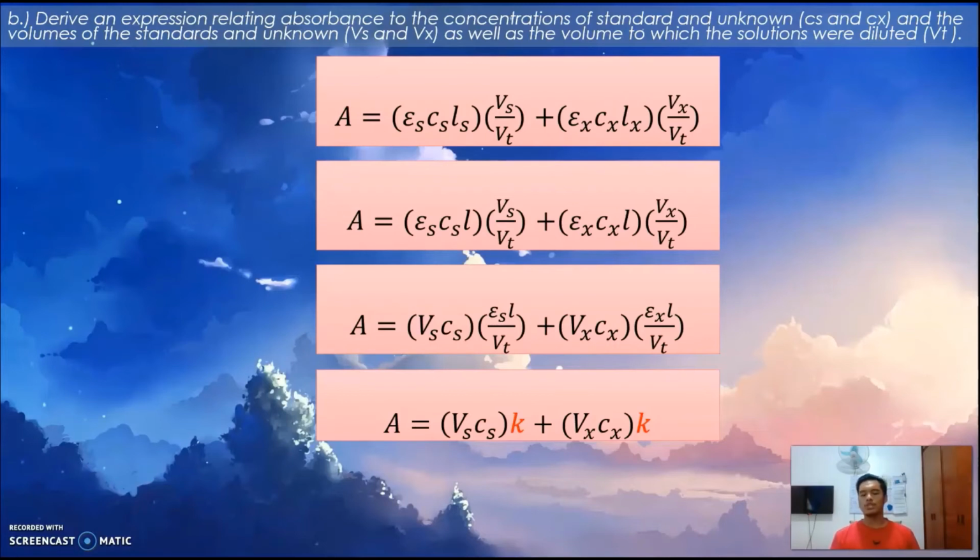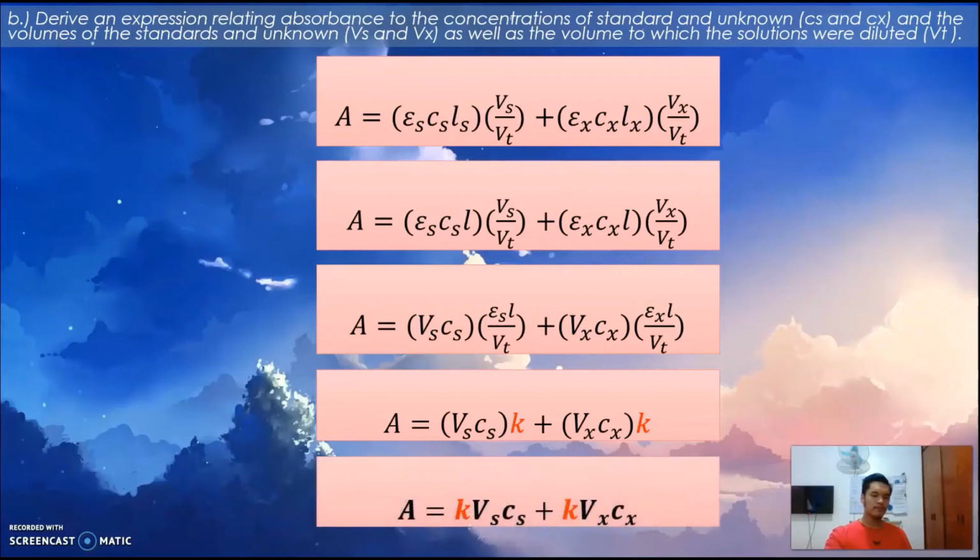And this is what the question is asking for, because the question requires that we find an expression that relates the absorbance, the standard and unknown concentrations CS and CX, and the volumes of the standard and unknown, Vs and Vx. Is there Cx and Vx here? Yes. Is there Cs and Vs here? Yes. We have absorbance and we have K, therefore we have satisfied this equation. And yes, this is the boxed answer.